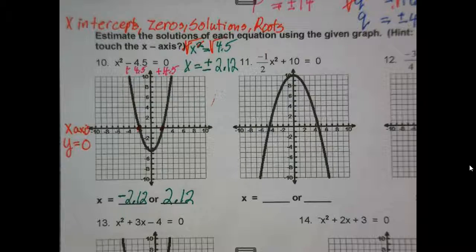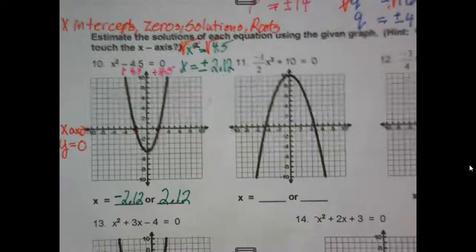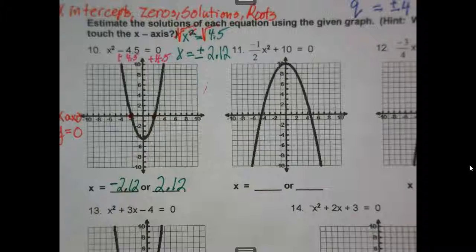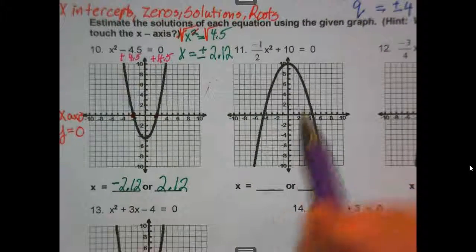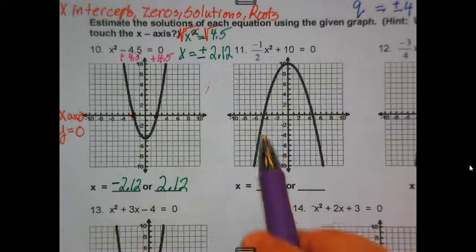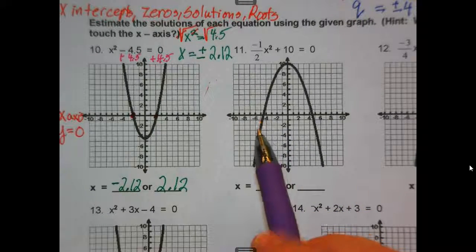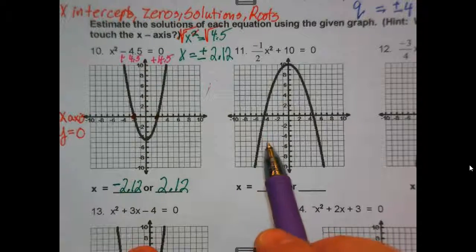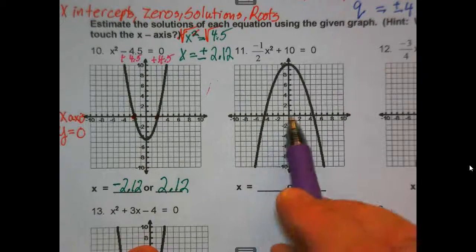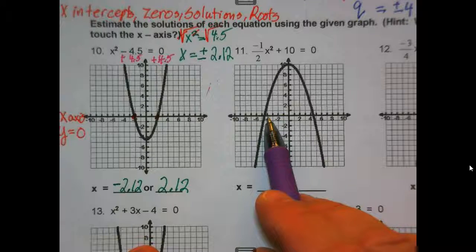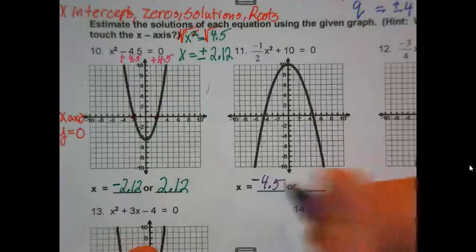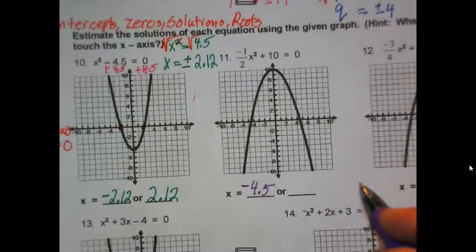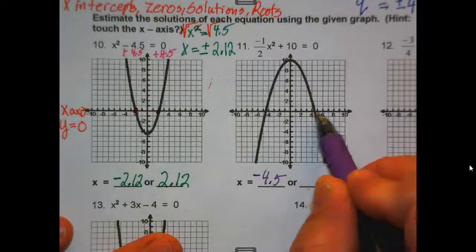So, in number 11, we're going to estimate. We're not going to do the algebra. Okay? I'm going to make your lives easier for this. In number 11, estimate my x-intercepts or solutions or roots. Well, it looks like negative 4, between negative 4 and negative 5. I'm going to say negative 4.5 and positive 4.5.